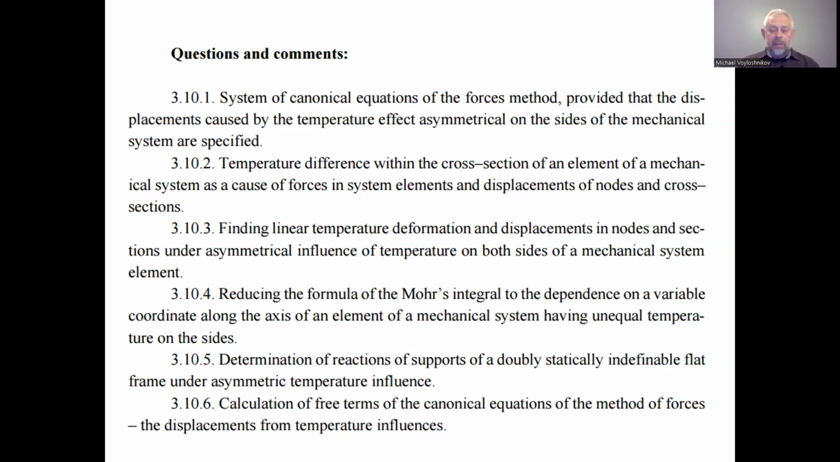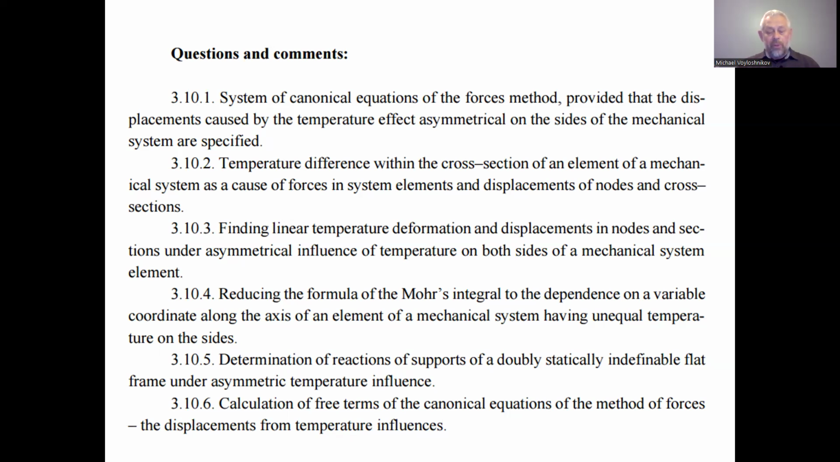To find the deformation, we consider two kinds of deformation. One is longitudinal deformation under the action of the middle temperature. That is the temperature in the middle line of the transverse section of the mechanical system, assuming that the temperature is distributed inside this transverse section linearly. And besides, we consider the angular deformation of the mechanical system, considering the difference of the temperatures on both sides of the mechanical system.